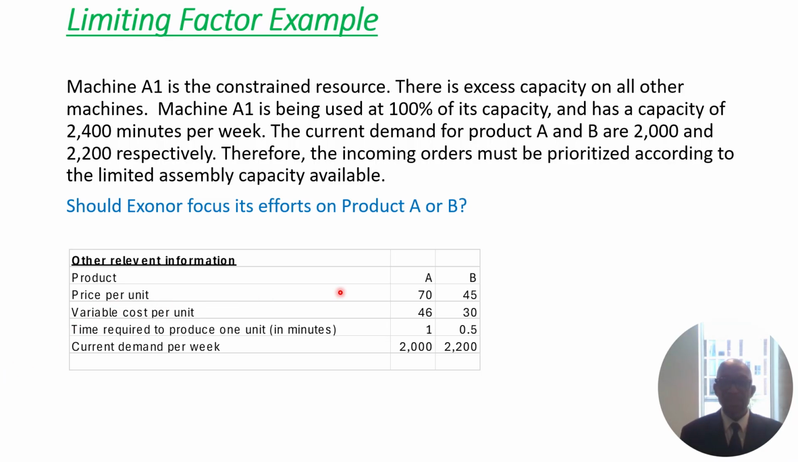Price per unit is £70 for product A and £45 for product B. The variable cost per unit is £46 for product A and £30 for product B, and the time required to produce one unit is 1 minute for product A and 0.5 minutes for product B.